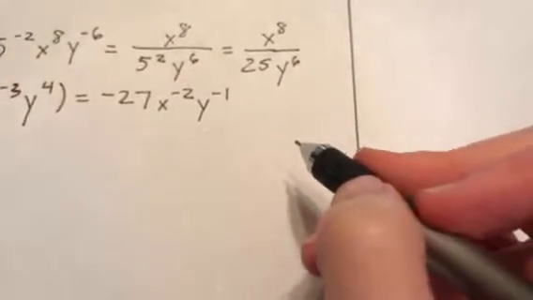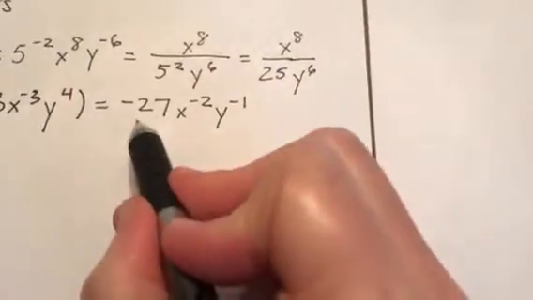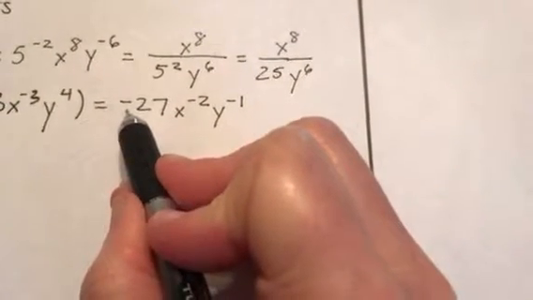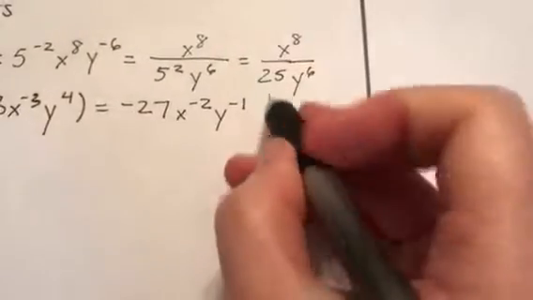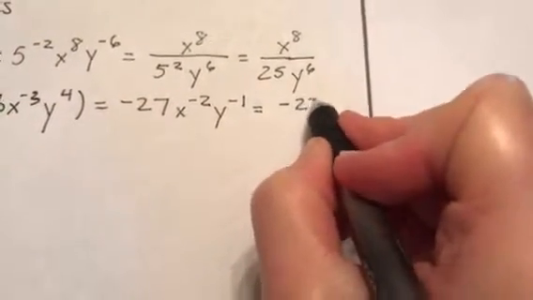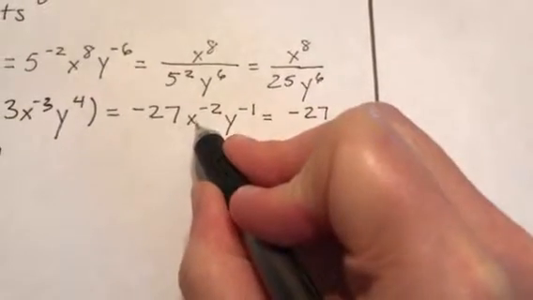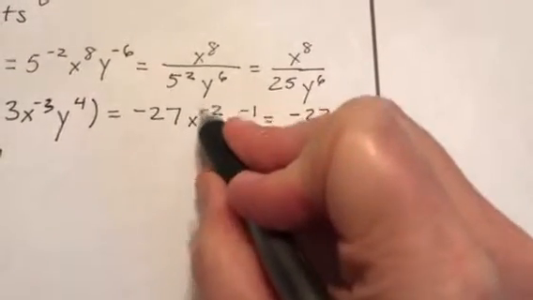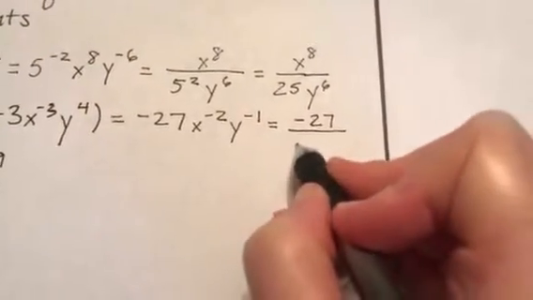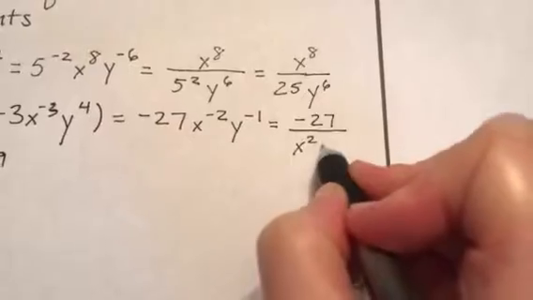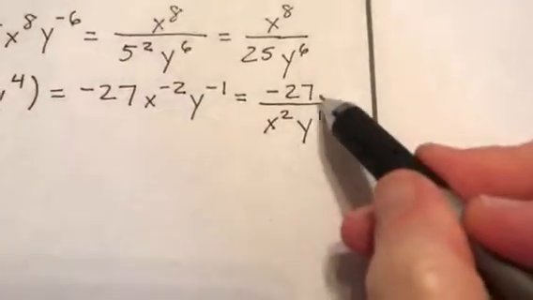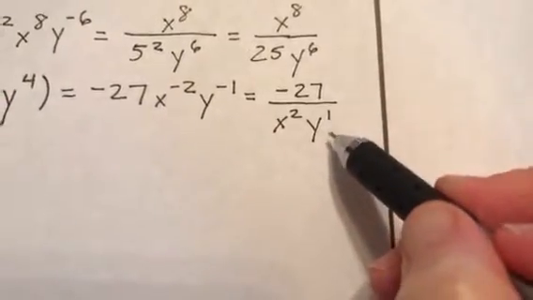All right, now we need to simplify this. A negative 27, the negative is not the exponent. It's in front of the 27. So that's still a negative 27 that would stay in the numerator of the fraction. However, these negative exponents would move the x and the y down to the denominator of that fraction, making them x squared and y to the first, or just y. And so that one becomes negative 27 over x squared y.